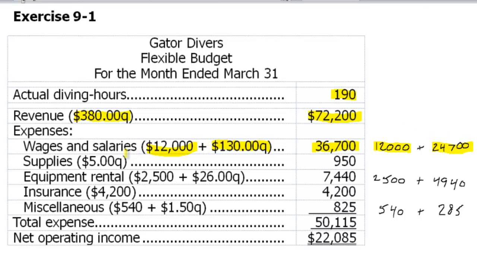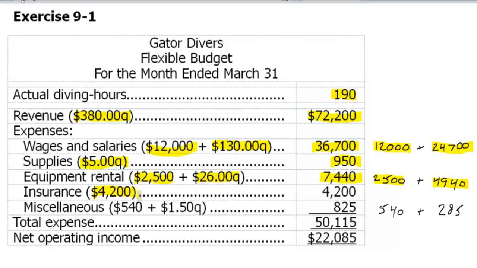As you continue to go through the rest of the budget, supplies are $5 times quantity, so 5 times 190 is $950. Equipment rental is a fixed component of $2,500, with a variable rate of $26 per hour. So if you take the $2,500 plus the product of 26 times 190, which is $4,940, add those two together and you get $7,440. Insurance is fixed.